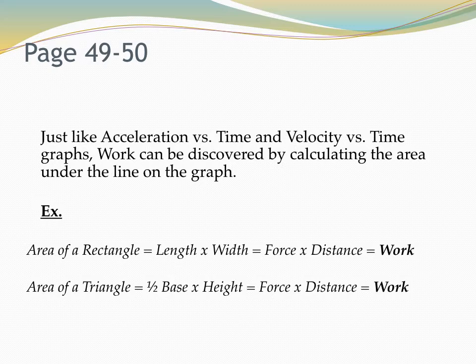So an example of the simple ways that we find this sort of area would be just the area of a rectangle equals length times width, which is equal to force times distance, which we now know is work. Area of a triangle is just half of that, which again, that force times that distance is work. Work.